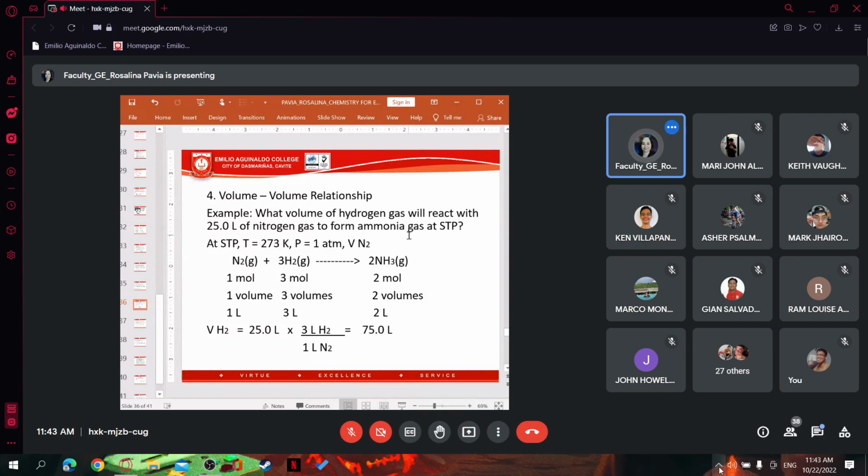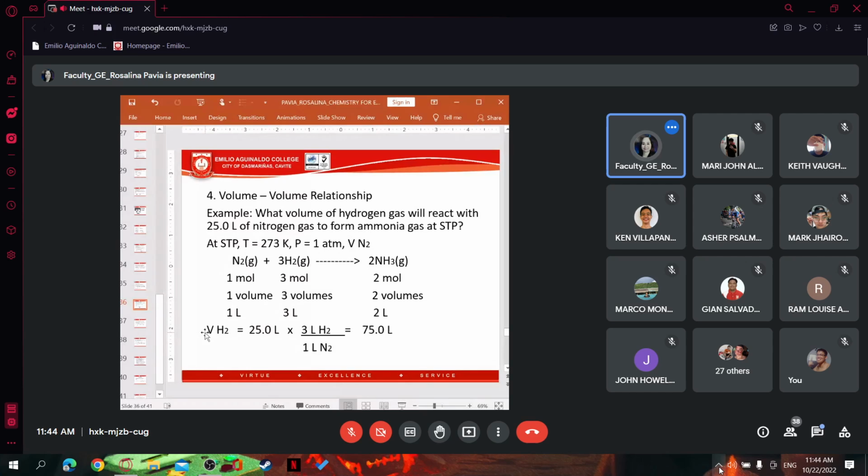Again, at STP, temperature is 273 Kelvin, and the pressure is 1 atmosphere, volume equals 22.4 liters. Ito yung equation. So, assume 1 mole of nitrogen plus 3 moles of hydrogen will give you 2 moles of ammonia. So, i-convert mo ngayon yung mole as volume. 1 volume, 3 volumes, and 2 volumes. And convert it again with the corresponding unit, 1 liter, 3 liters, 2 liters.